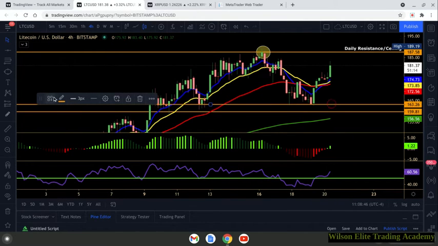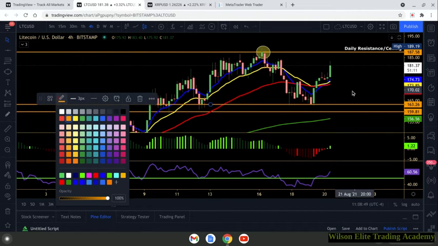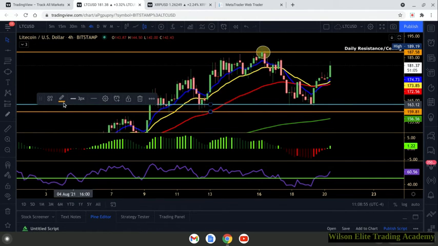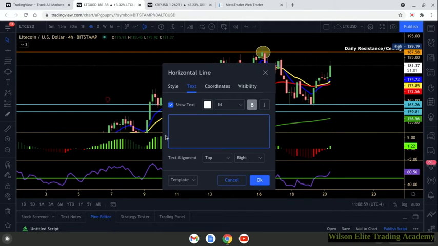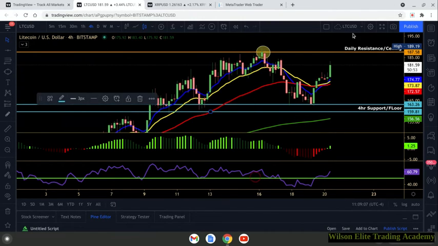This right here, we're going to change this color because we're on the 4 hour and we got this zone from the 4 hour. We're going to change this color to, let's do this light blue for the 4 hour. So this is the 4 hour support zone. So we'll put 4 hour support / floor. There we have it. Then I'm going to press save.